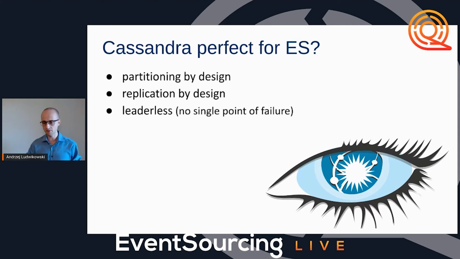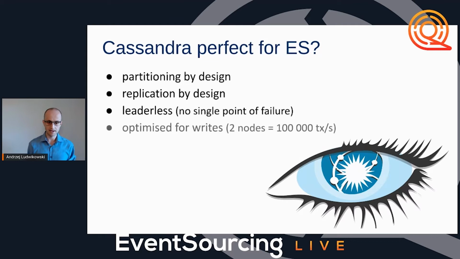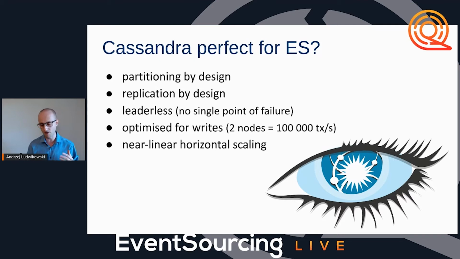Leaderless architecture, in comparison to Mongo, where you have classic leader-follower architecture, and in case of leader failure, bad things could happen. Here, any node can handle any query, so no single point of failure. Cassandra is optimized for writes, especially important for event sourcing. Just 2 nodes can handle 100,000 transactions per second. Of course, this is some marketing material, but if this is not enough for you, you can always add a node and scale it horizontally, almost in a linear fashion.